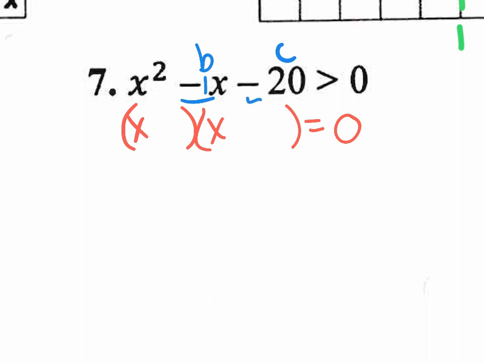What times what is c? 4 and 5. Which one's positive, which one's negative? 4 is positive and 5 is negative. Yep, 5 is negative, 4 is positive. Now that you've factored it, you could split it and solve.